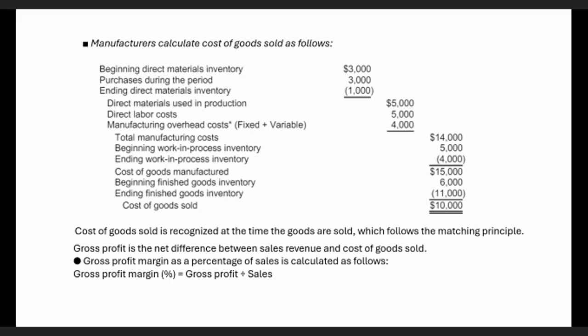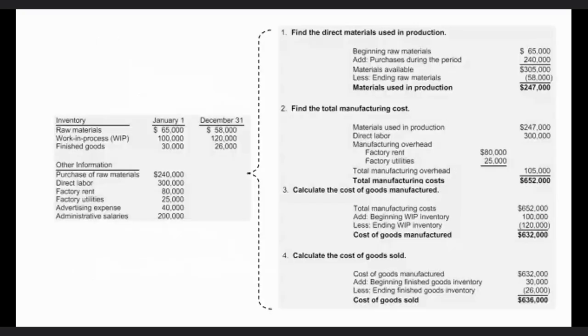Cost of goods sold is recognized at the time the goods are sold, which follows the matching principle. Gross profit is the difference between sales revenue and the cost of goods sold. Gross profit margin as a percentage of sales is calculated as follows. Gross profit margin will be the gross profit divided by sales.